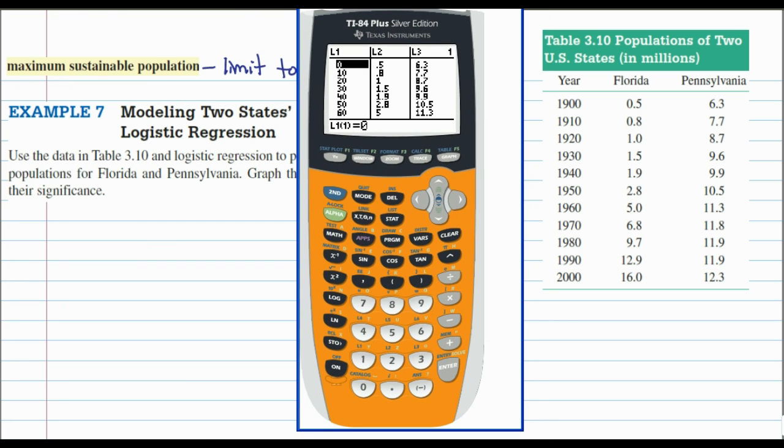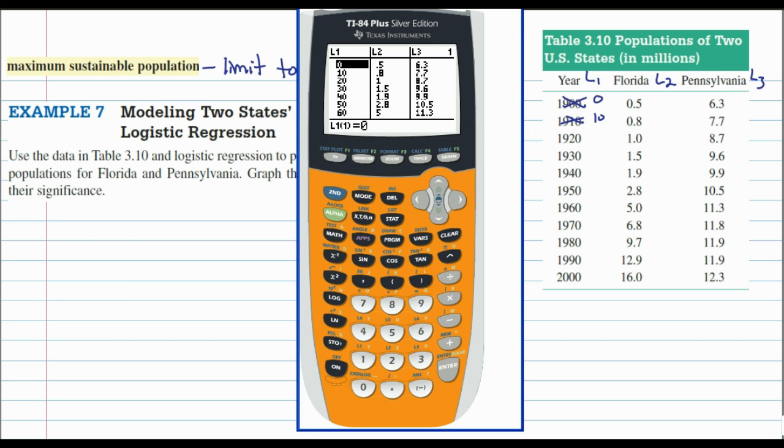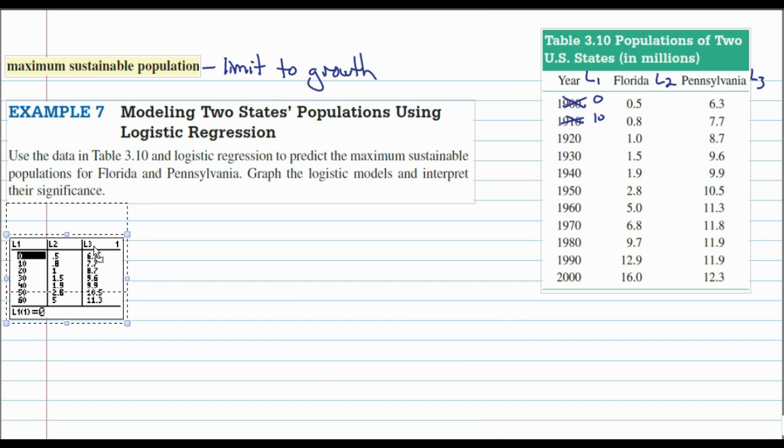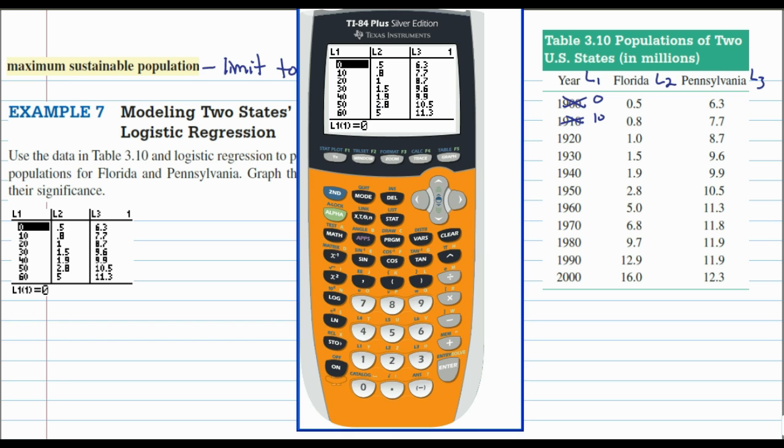So in my calculator, I put the years in L1, and 1900 I made to be year 0, and then 1910, year 10, etc. The Florida population I put in L2, and the Pennsylvania population I put in L3, as you can see from my lists here. So we're going to come up with a logistic growth regression for each of these.